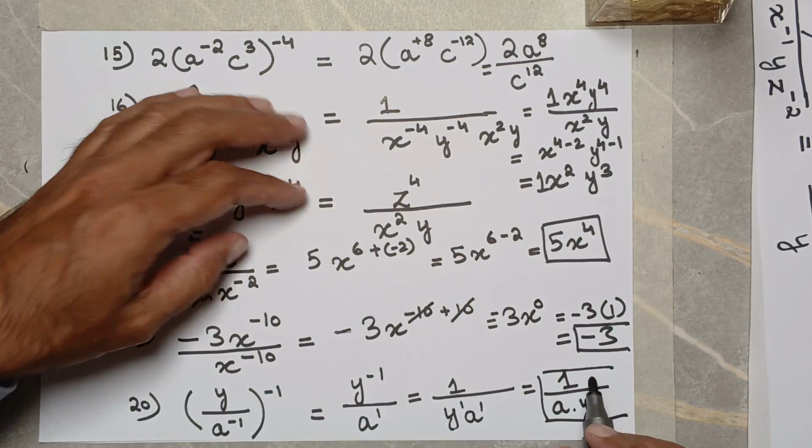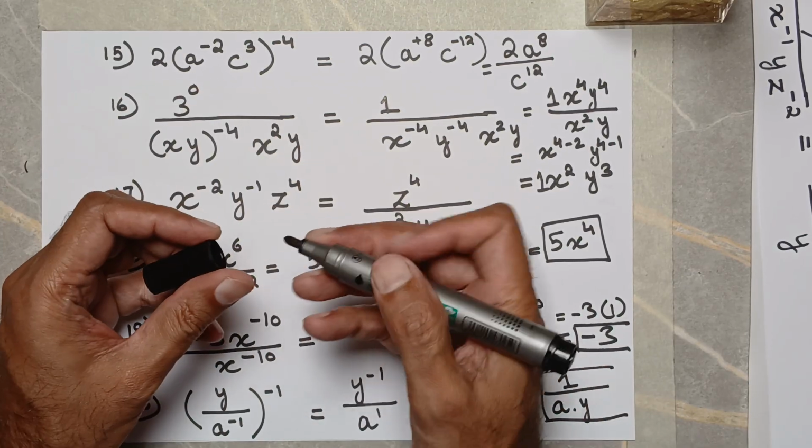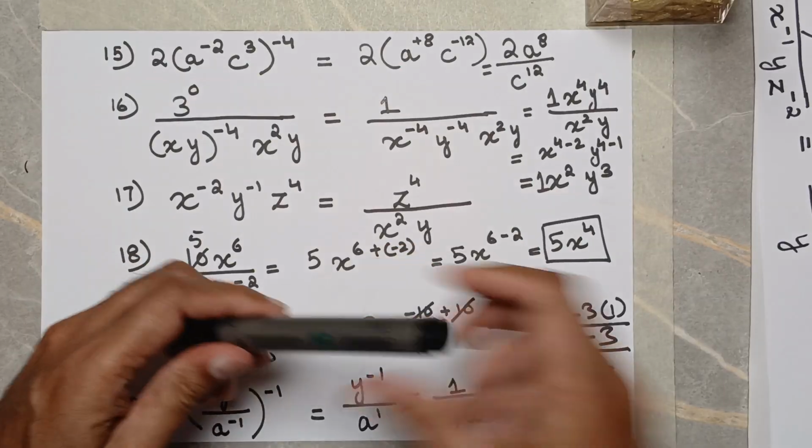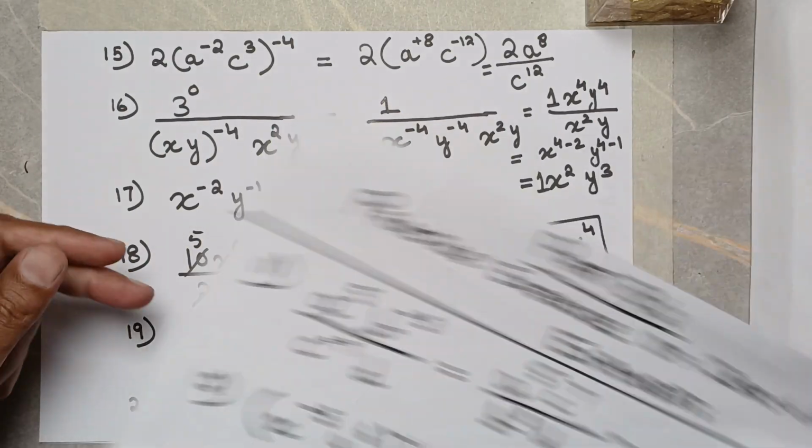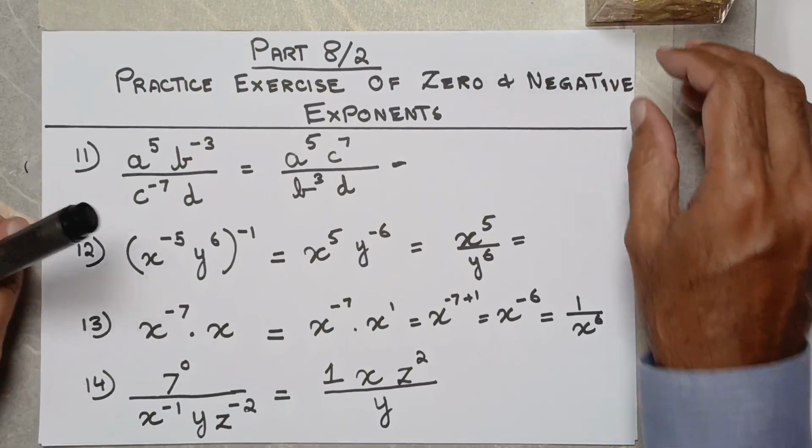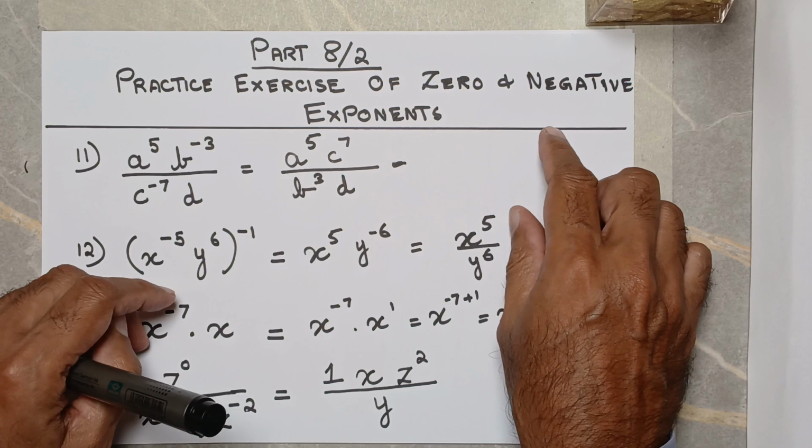This is the end of our exercise of part 8 block 2, regarding the practice exercise of the zero and the negative exponents.